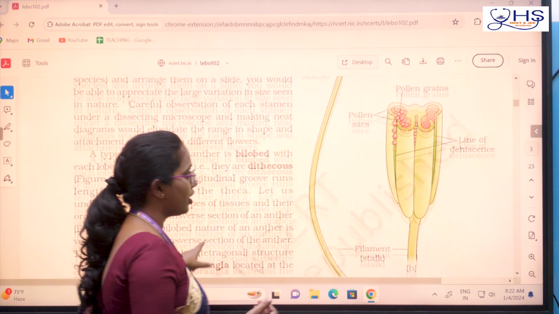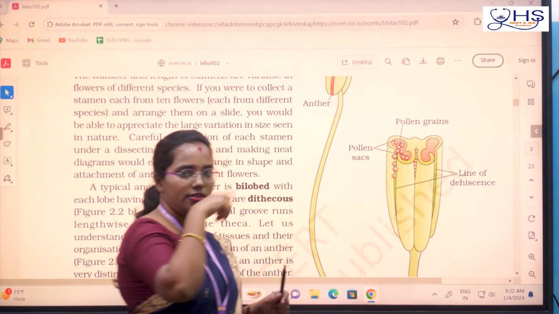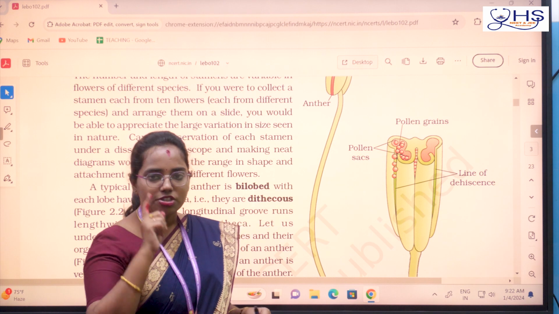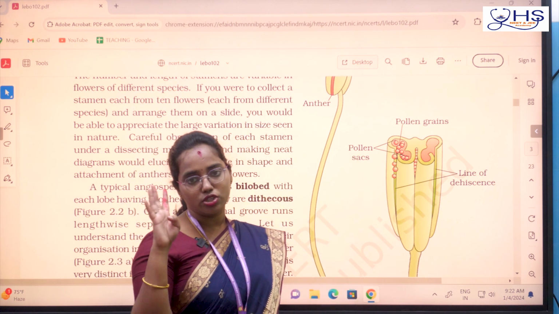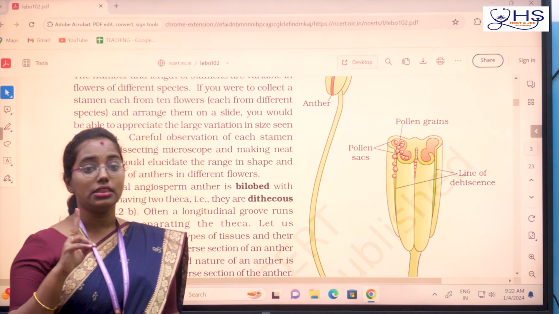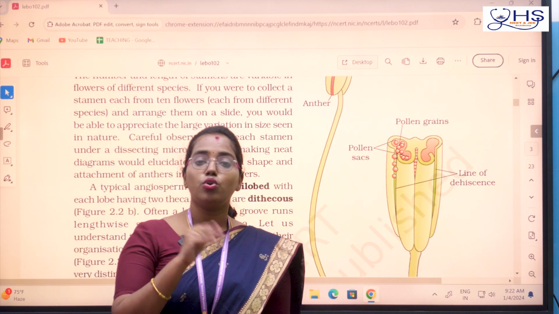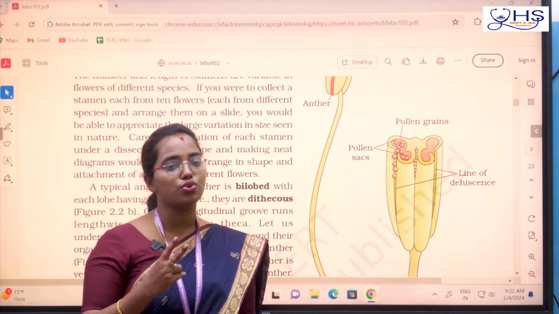What are those four microsporangia? This is 1, 2, 3, 4. Each round structure is called a microsporangium. Four microsporangia are present in a dithecous anther. Suppose a question comes like this: in a monothecous anther, how many microsporangia are present? Very good, 2.